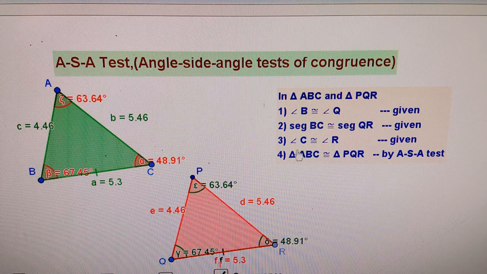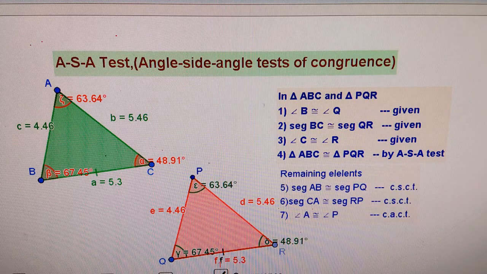Well student, while writing this congruency of triangles, we should look at the one-to-one correspondence of their elements, and therefore you can write here, see triangle ABC, that means this segment AB, then angle B and angle C, and the same correspondence you have to write in triangle PQR also, and therefore write here triangle ABC is congruent to triangle PQR by the ASA test. Now we have to write the remaining elements.